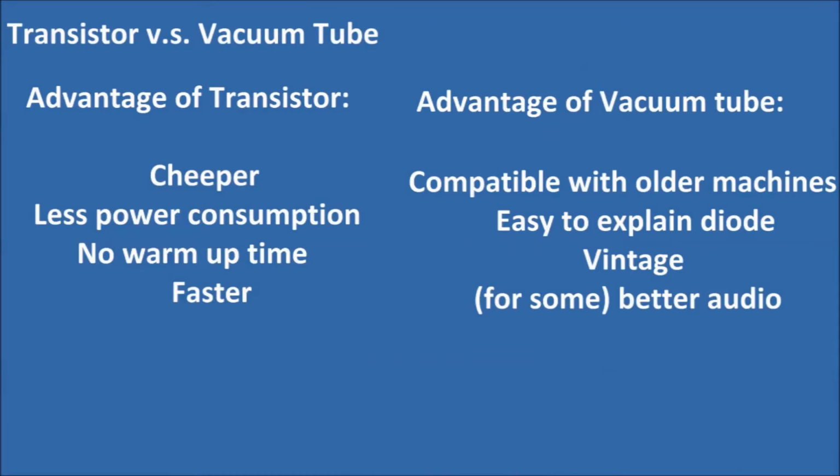Now I'd like to compare the vacuum tube with the transistor. Since the transistor uses less electricity than the vacuum tube, it is clearly more effective, and since there is nothing to warm up, it is faster to start. The vacuum tube, however, is compatible with older machines. In lessons it is easier to explain than smaller diodes. Obviously it's still got that vintage feel, and some people say you get better audio.